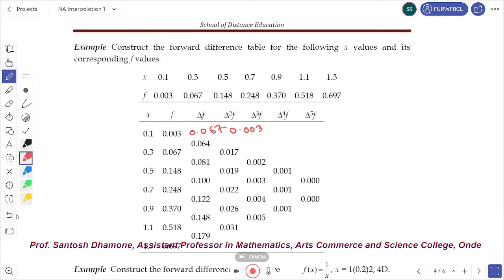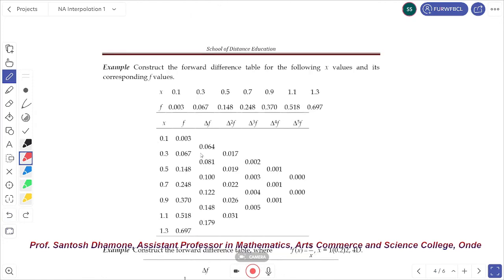Like this, we take the subtraction of one point from the next. The differences between these are 0.081, 0.100, 0.122, 0.148, 0.179. This is the difference of 0.1, the difference of 0.3. Like this we get the differences.